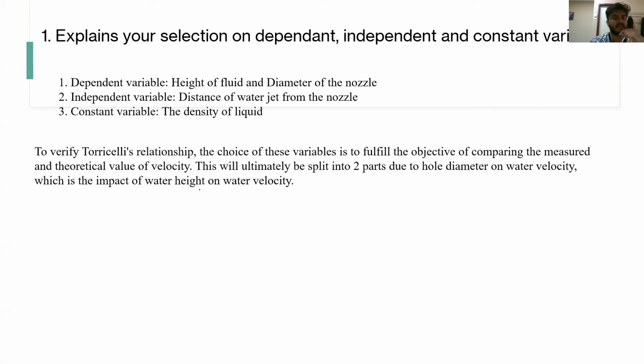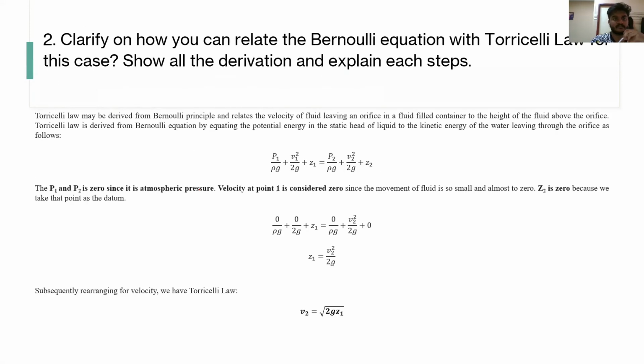To verify Torricelli's relationship, the choice of these variables is to fulfill the objective of comparing the measured and theoretical value of velocity. This will ultimately be split into two parts: the effect of the hole diameter on the water velocity, and the impact of water height on the water velocity.